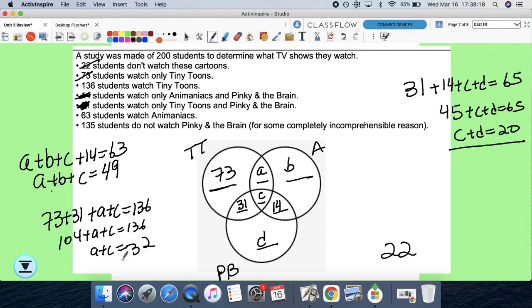Now, can this information help me? Yes, I can go back here and use this to find B. I know what A plus C is, so if I substitute over here, I replace the A and C. Let me change colors. I get B plus 32, which is the same thing as A plus C, equals 49. I'm going to subtract 32 from each side, and I get B equals 17. So allow me to just change this to 17. Okay, is there A plus C? I can't do anything. Does that help me with B?